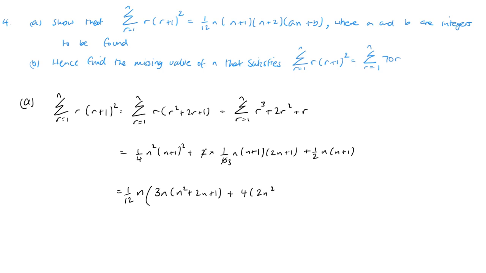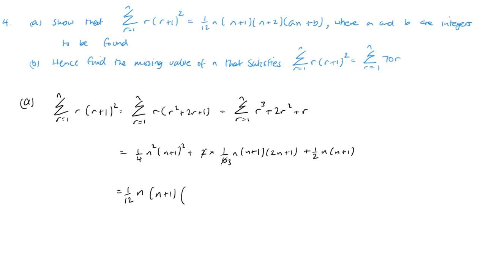Oh, hang on, let's back up a second. Just noticed there's an n plus 1, an n plus 1 and an n plus 1. So let's also take out an n plus 1. Right, let's start again. Now I can't factorize anything else.